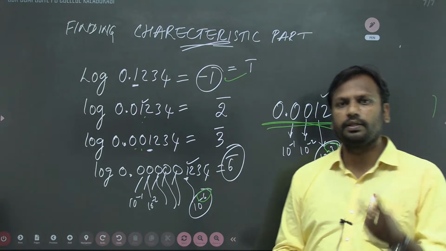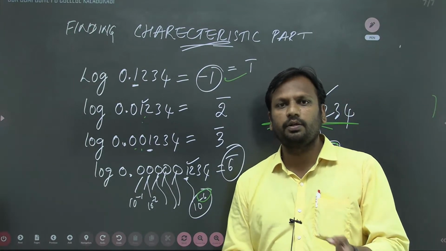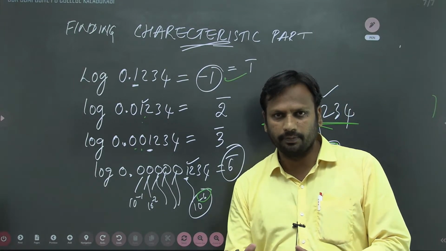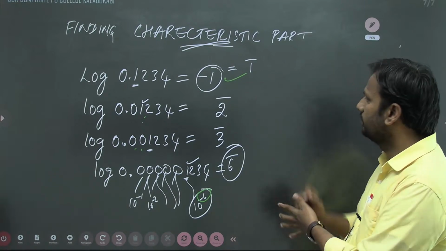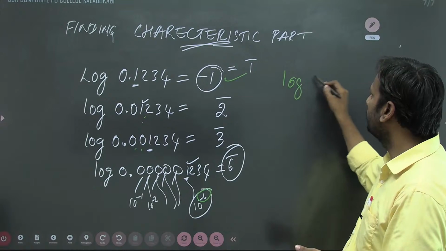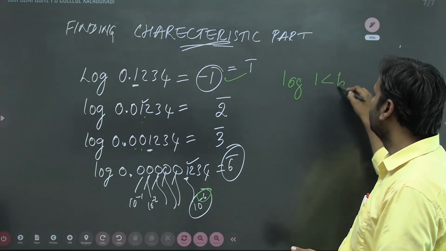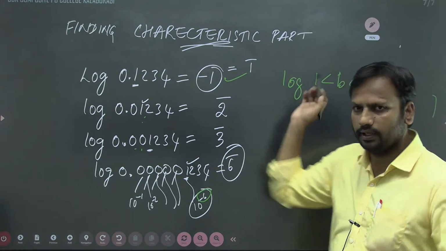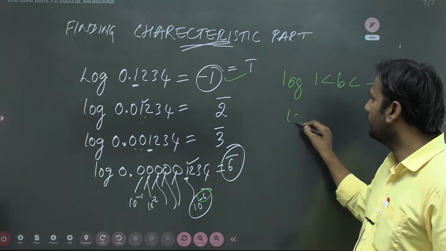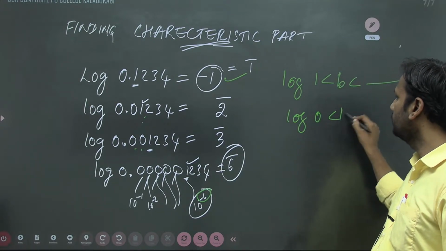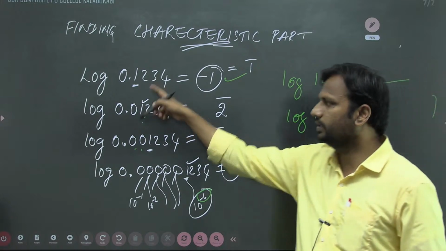Understood here? So they'll be asking two kinds of log values. What is the first kind, students? The first kind is the log of numbers lying from 1 to infinity, where you may get 100s and so on. And the other kind is numbers from 0 to 1, in this way.